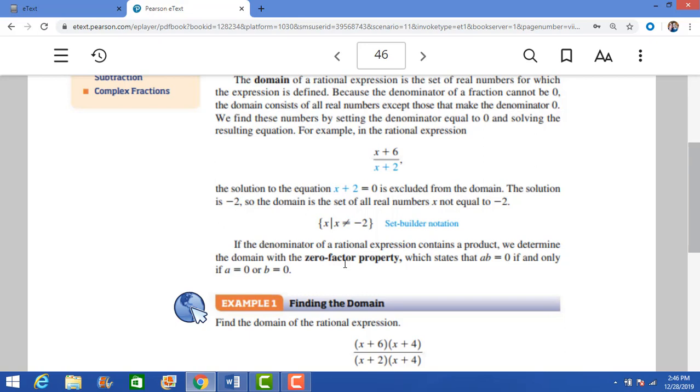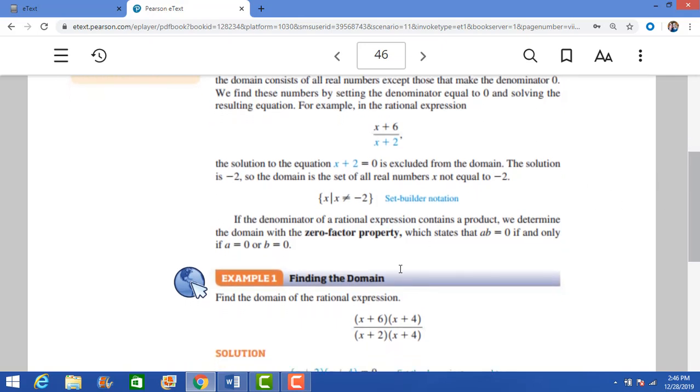Okay, now, if we look at the example here, we look at the top and the bottom. So again, here, the top we don't care about. Okay, we want the domain. So the only part we're going to look at is the denominator. So again, we want to find the restricted values. So in this case here, when will the bottom be 0? Well, we set this equal to 0, and in this case we're going to use the zero factor property. Well, this will be 0 if either this factor is 0 or this is 0. So we're going to solve for that equation, and we find that that is true when x is -2 or -4.